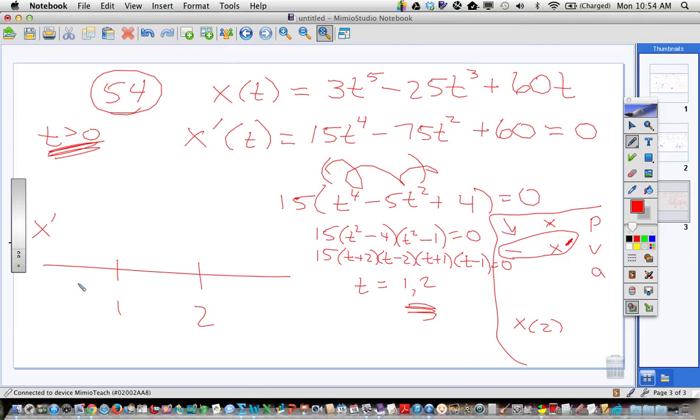So let's put a number in here like 0. Let's put a number in here like 1.5. Let's put a number here like 3. And I might say, wait, t is supposed to be greater than 0. We can still put a 0 in, I think. But we could put a 0.5 if you wanted to. Maybe that'd be smart. Let's put a 0.5 there instead. Okay, now we got to plug that into where? X prime. That's why I labeled this.